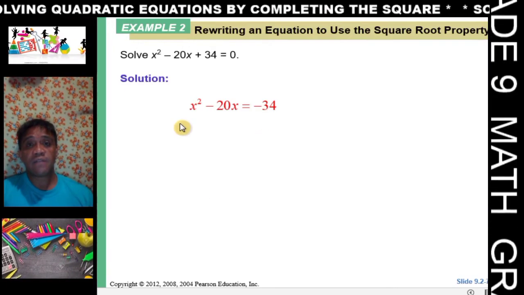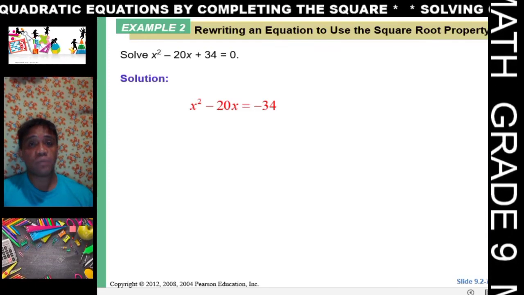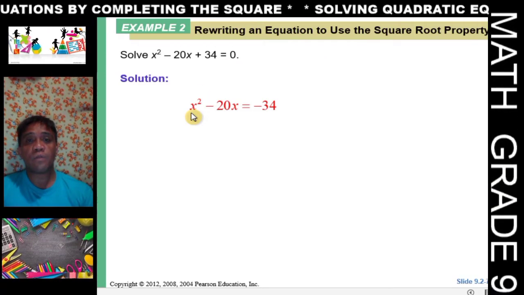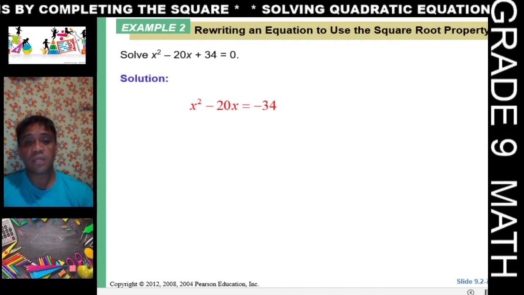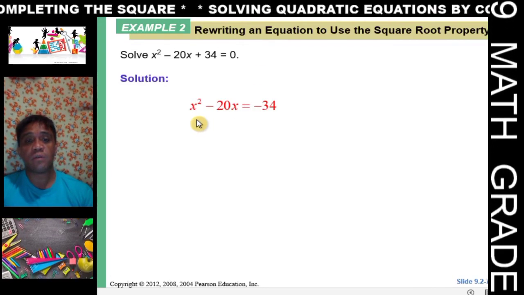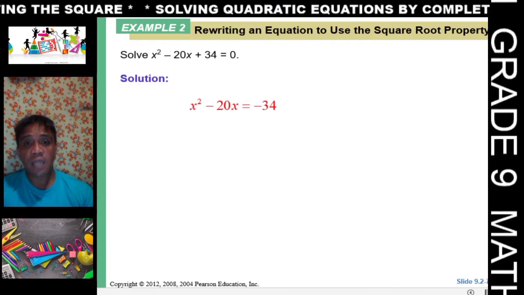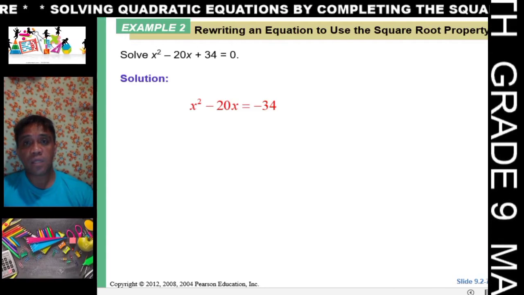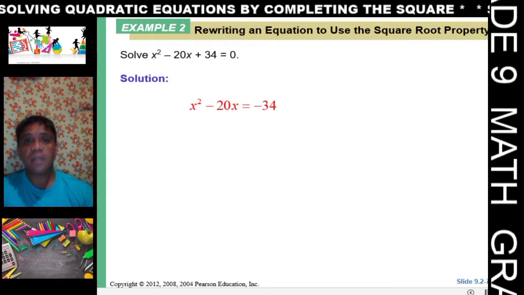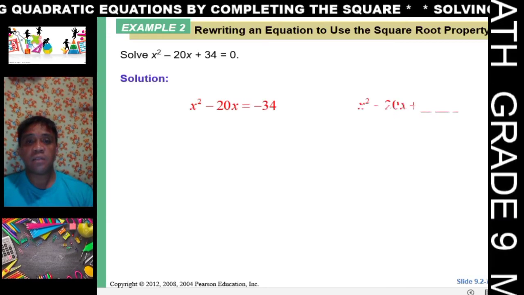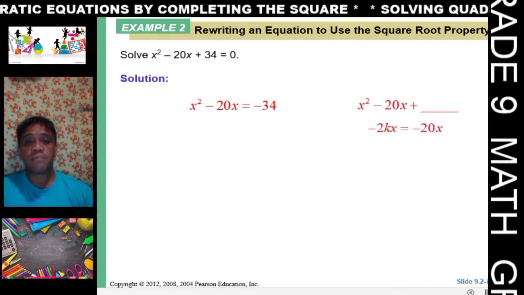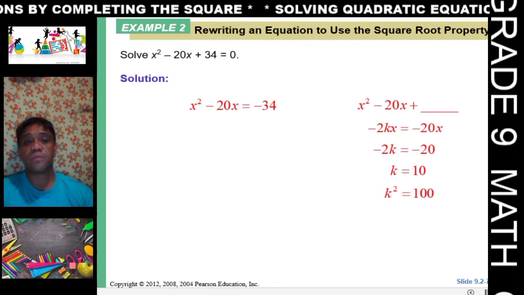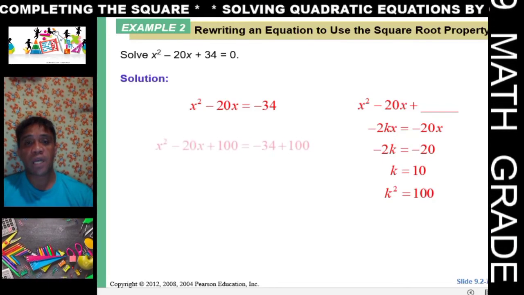What is remaining on the left side of the equation is x squared minus 20x. From this binomial, we are going to find out how to complete it to make it a perfect square trinomial. Take note that the linear term is negative 20x. Half of negative 20 is negative 10, and the square of negative 10 is 100. So we have k is equal to 10, and the square of 10 is 100.